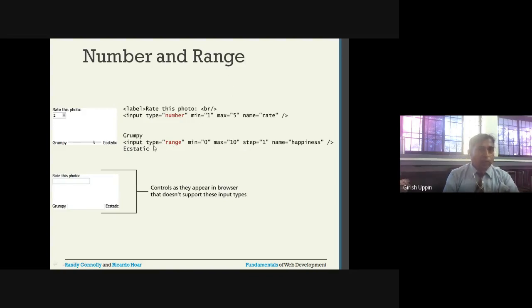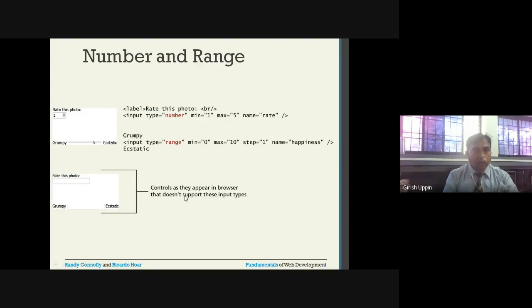So input type is equal to range. When you say type is equal to range, it automatically provides a range bar. And you can also provide the minimum value and the maximum value. Here the minimum value is 0 and the maximum value is 10. Since it is a range, you can specify the step, in what steps it will go. So 0, 1, 2, 3, 4, because you have given the step as 1. It will go in steps of 1, but the values have to be between 0 and 10. For name, I have given the variable name as happiness.